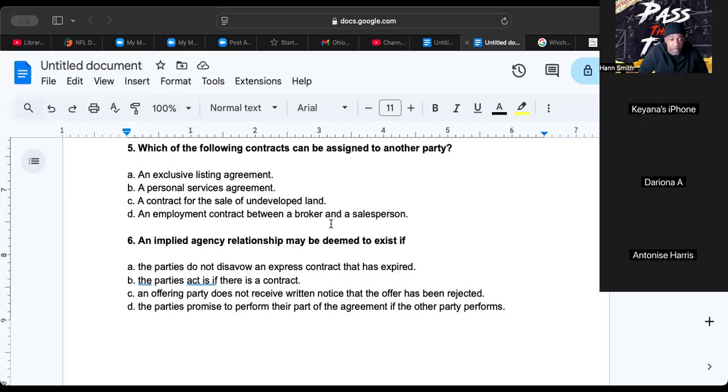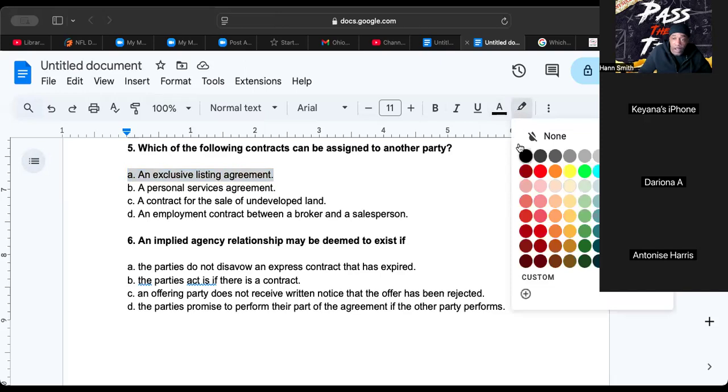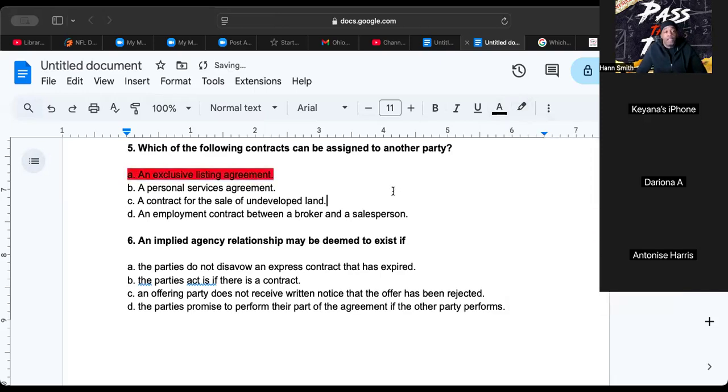Is an exclusive listing agreement a service agreement? Well, we just said listings are not assignable because when you list someone's property, you're telling them I'm going to provide a service. That service is that I'm going to sell your house. So that's a service agreement. So that's the one I'm going to get rid of right off the top, and I'll read the other three. I'm getting rid of a listing agreement. All right. Is it a personal service agreement? Is it C, a contract for sale of undeveloped land? Or is it D, an employment contract between a broker and a salesperson?